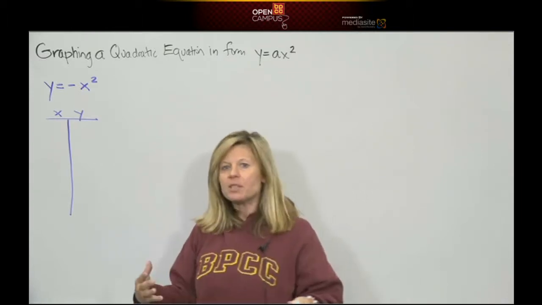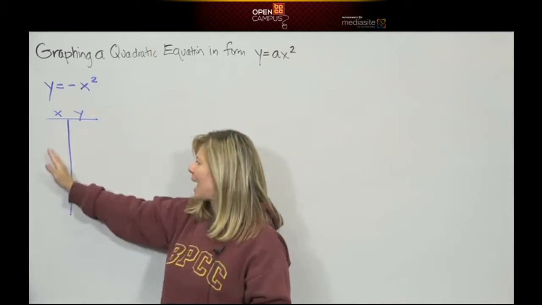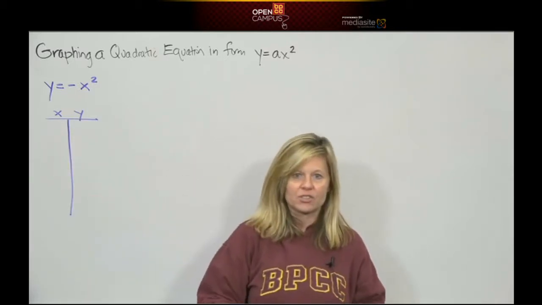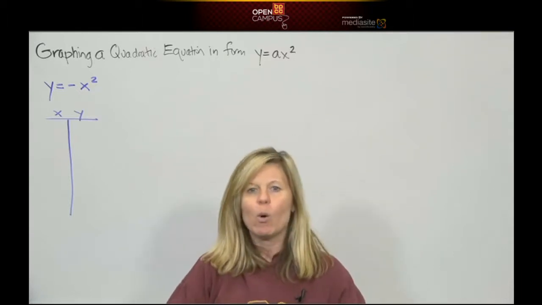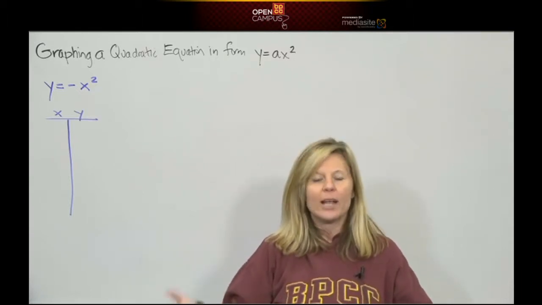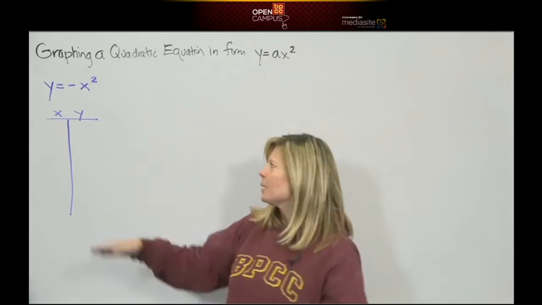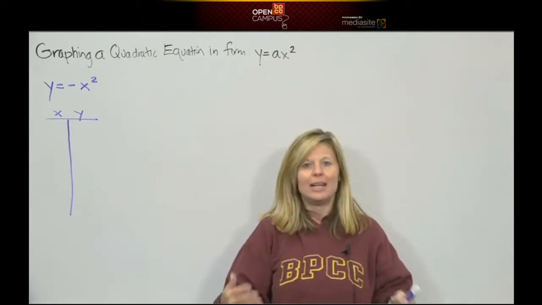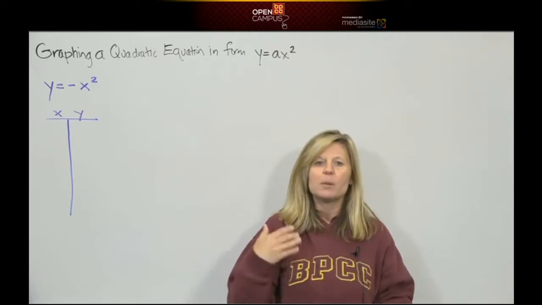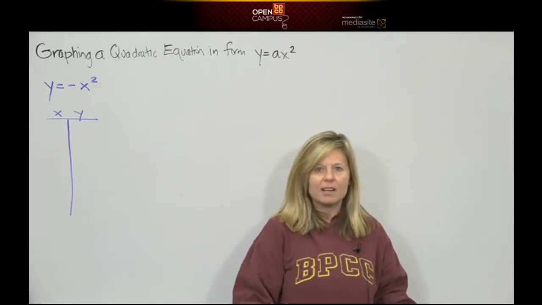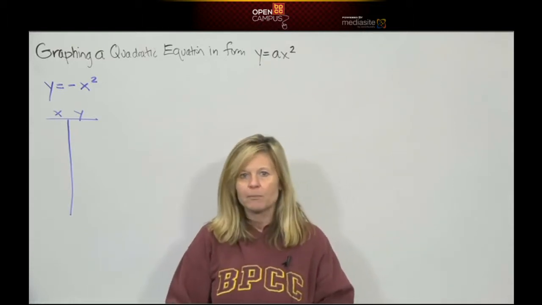Now when you set up a t-table from scratch, you get to pick any numbers you want for x. Most of us would avoid picking decimals and fractions. We want to work with whole numbers or integers. So when I set up this t-table of values, that's what I'm going to pick, integers. You can pick whatever you want, but I'm consistent. You always need to pick a positive number. You always need to pick a negative number. You always need to pick 0.